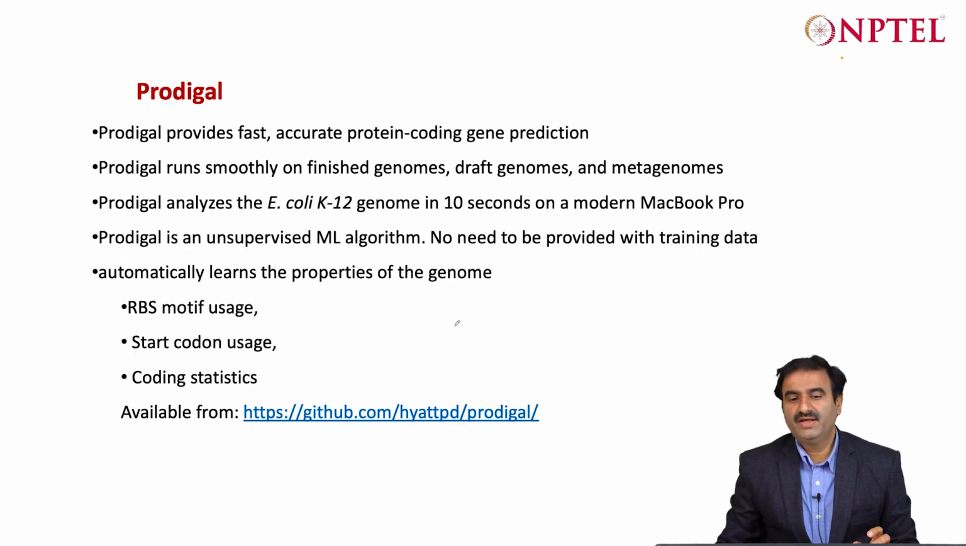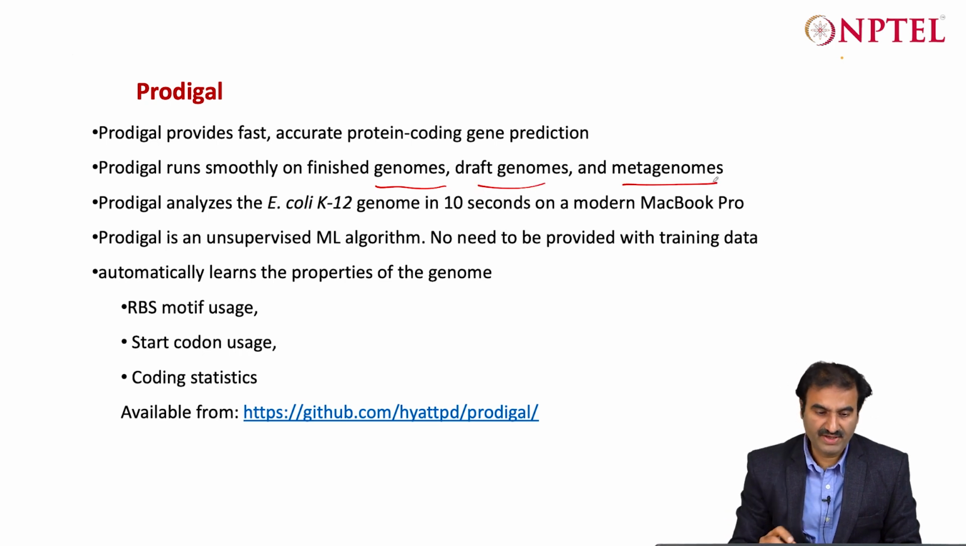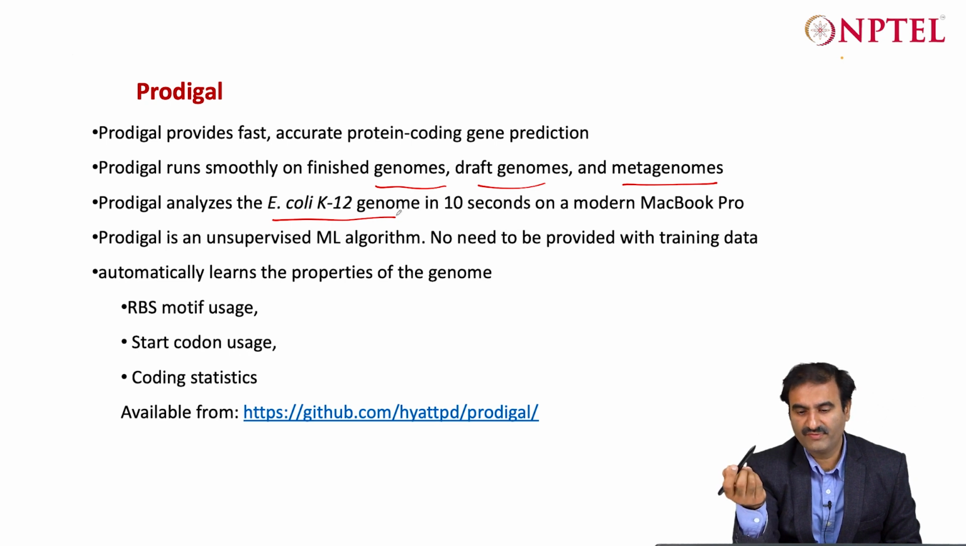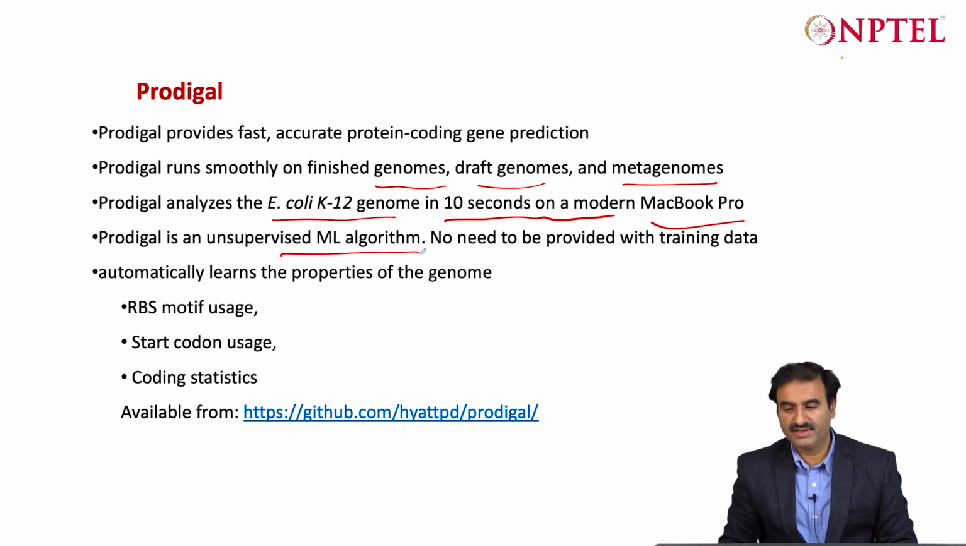Prodigal is one of the software tools which is fast and accurate for protein gene prediction in bacterial genomes and metagenomes. It works on finished genomes, draft genomes and metagenomes. It is very fast: for an E. coli genome of 4 to 5 MB, it can do the gene prediction in only 10 seconds on a MacBook Pro. It uses an unsupervised ML algorithm, doesn't need to be trained on any data, and can learn on its own.